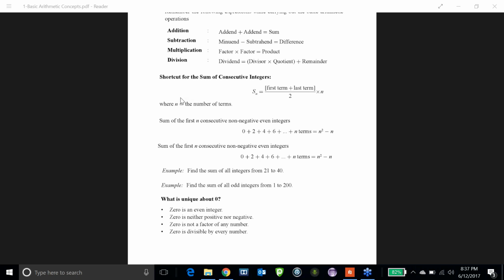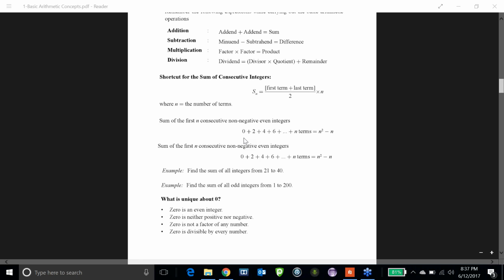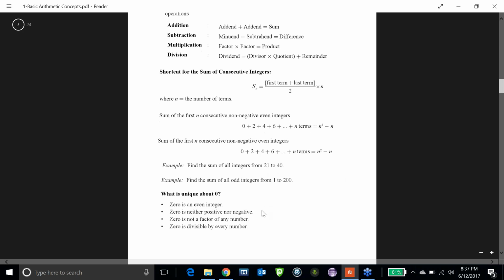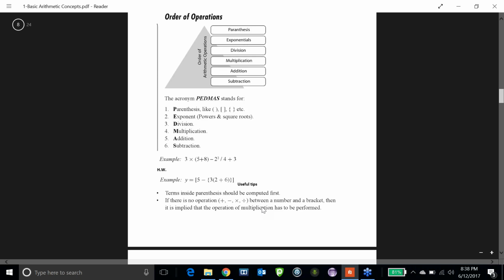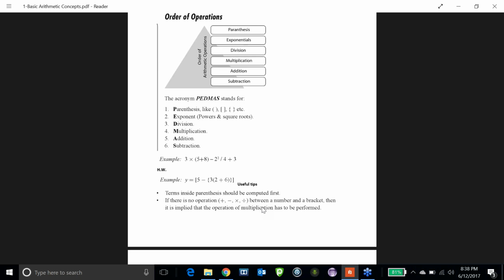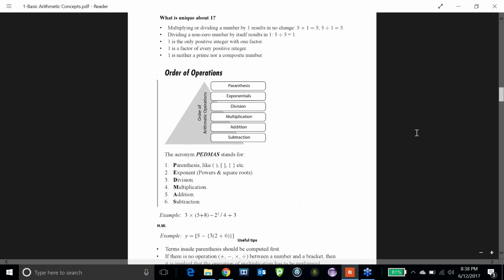For the PEDMAS step for exponent, is -2 square positive? No. Why? Because, let me note down the question once again. 3 into 5 plus 8 minus 2 to the power of 2 divided by 4 minus, no, plus. Okay, what is the question? -2 square. She's saying that it should be +4, right? Let me open the questions part.